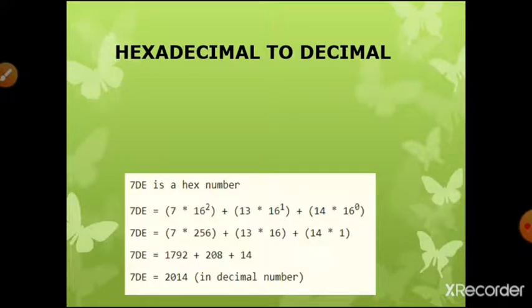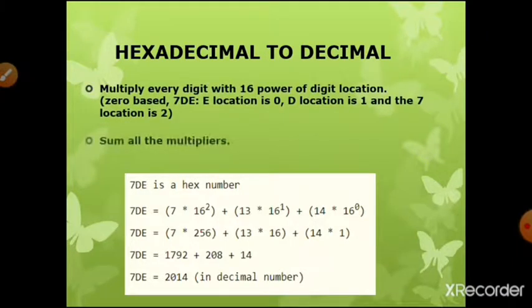So next is hexadecimal to decimal. When you are converting hexadecimal to decimal, each individual hexadecimal digit will be multiplied with its positional value, and the sum of all the products gives the respective decimal result. For example, here we have 7DE.